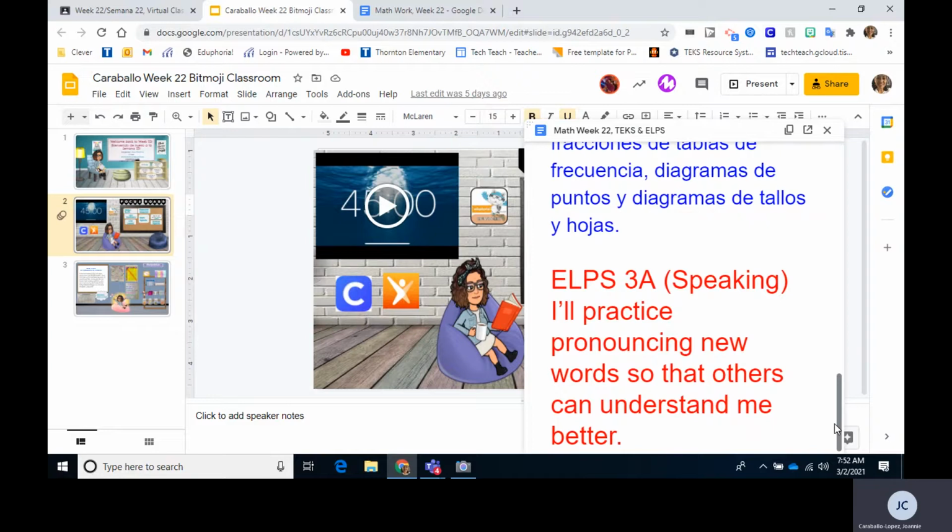Okay, perfect. Okay, and then our objective for ALPS is I'll practice pronouncing new words so that others can understand me better, okay? So what does that mean? That means that here it's a safe environment. We don't laugh at each other, right? Because we're all learning, right? And so remember I told you, when did I learn to speak English? In 4th grade, right? And I did not care what I sounded like. I just tried it, and look at me today. I still make mistakes, but hey, I speak English, right? So you can too, all right?